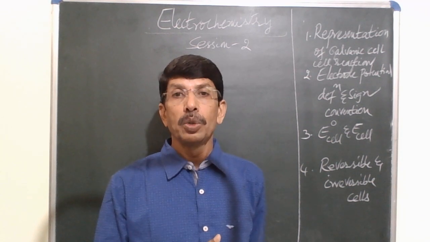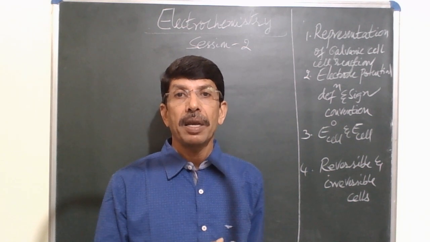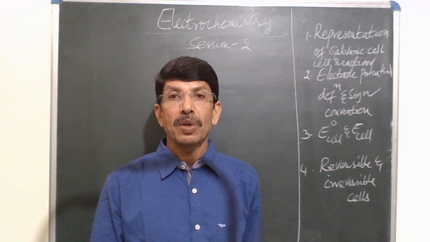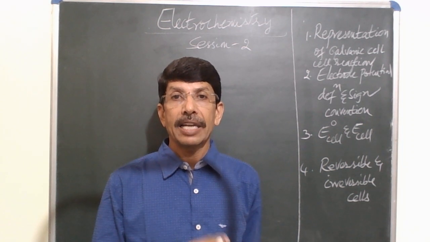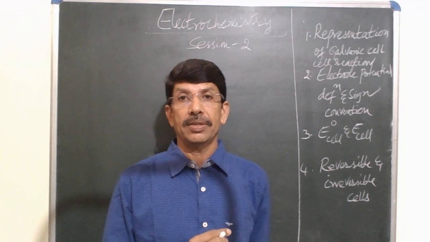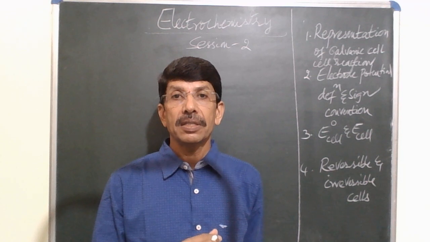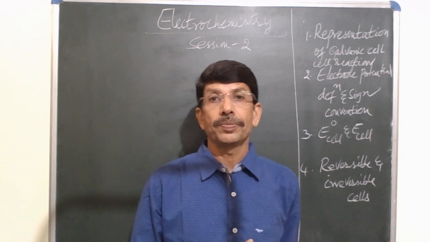So today we shall see how to represent a galvanic cell. When I say cell, a cell is always made up of a pair of electrodes. One is an anode, the other is a cathode. Whether it's an electrolytic cell or a galvanic cell, it is made up of two electrodes, an anode and a cathode. Oxidation occurs at the anode and reduction occurs at the cathode in electrolytic as well as galvanic cells.